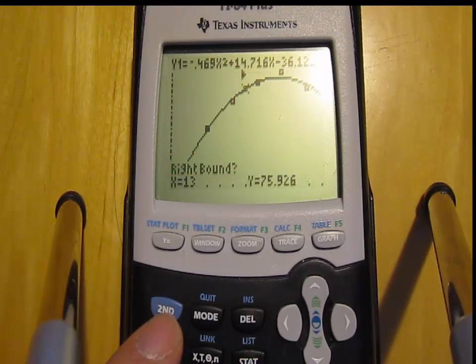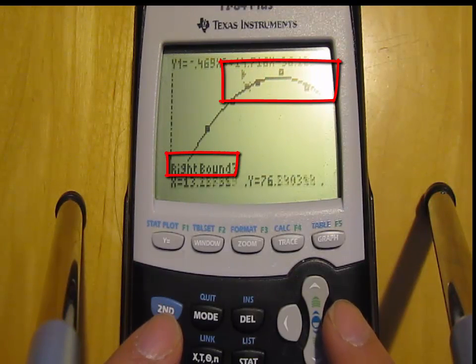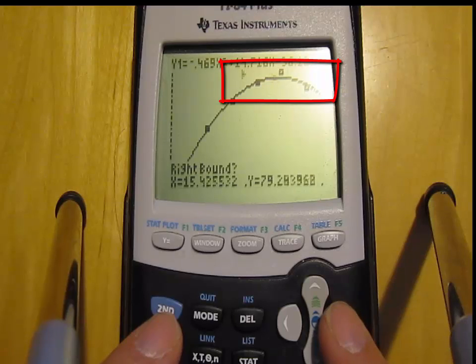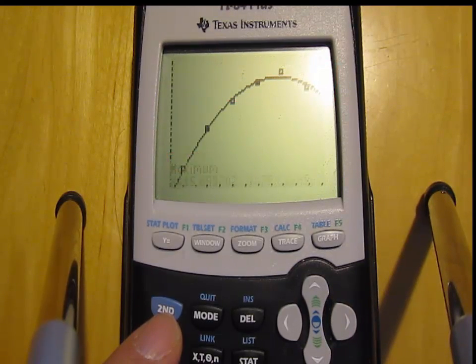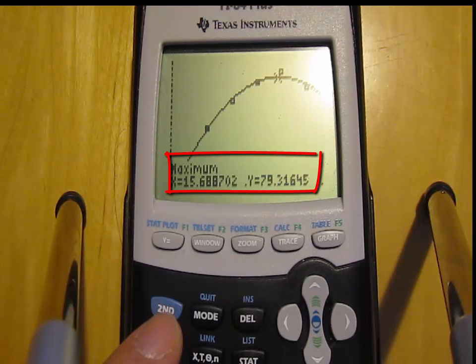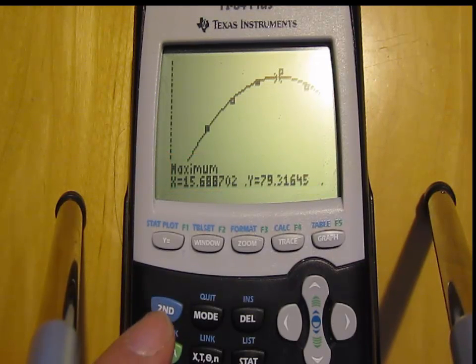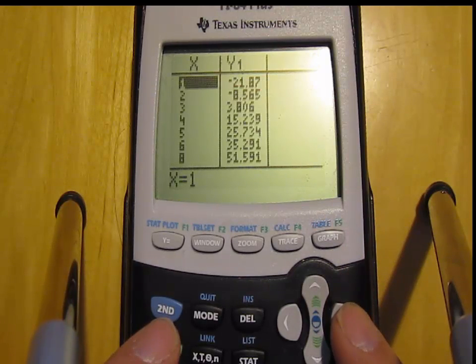It will ask you left bound, you click yes, and then you use the arrow key to pass through the maximum point. You don't know exactly where the maximum point is, but just eyeballing it, and then move beyond that, and then hit enter. They ask you to guess, hit enter again, then they will give you the maximum. Or you can use the table function to find the max by hitting second, table.